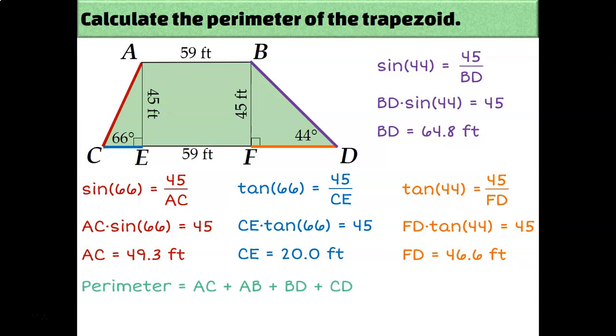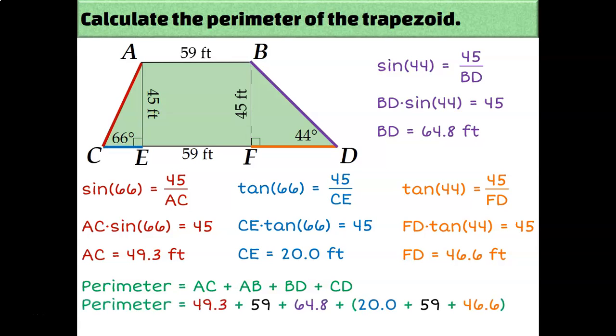So to calculate the perimeter, I need to add up all of my sides. AC we calculated to be 49.3, AB we knew was 59 feet, BD we calculated to be 64.8 feet, and CD is the sum of CE, which is 20, EF, which was given as 59, and FD, which is 46.6. So if you add all those numbers together, you get your answer of 298.7 feet for the perimeter of this trapezoid.